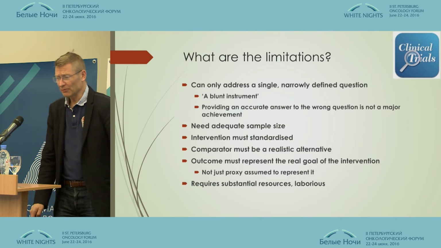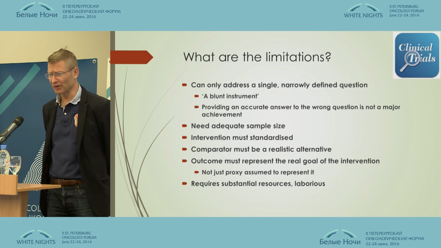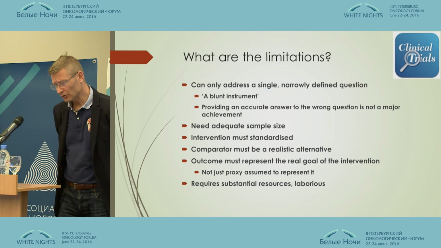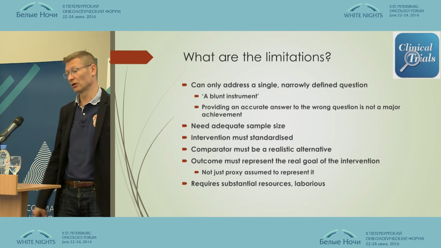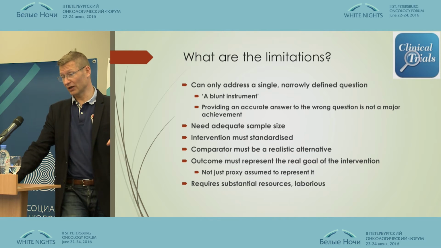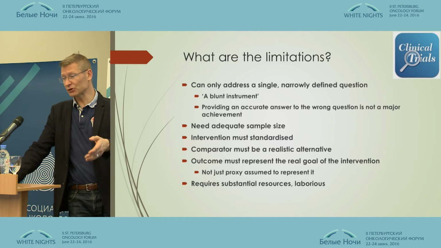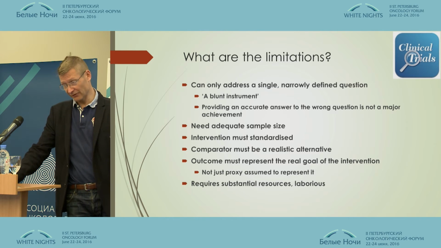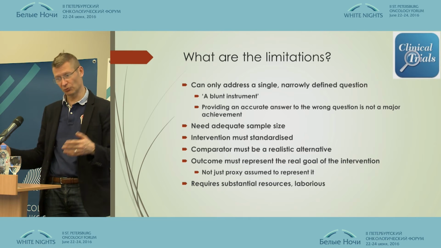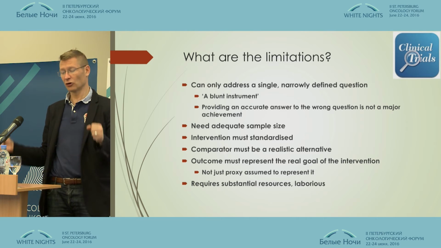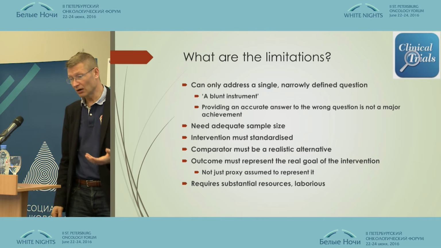Okay, what are the limitations of randomized trials? Well, I already mentioned it to start with. A randomized trial can only address a single narrowly defined question. In a cohort study, you can look at different outcomes of a given exposure. In a case control study, you can analyze several risk factors for a given disease. For a randomized trial, there is no more than one primary question. So therefore, you would say that it's sort of a blunt instrument. You put all of your eggs in one basket and hope that it will provide.